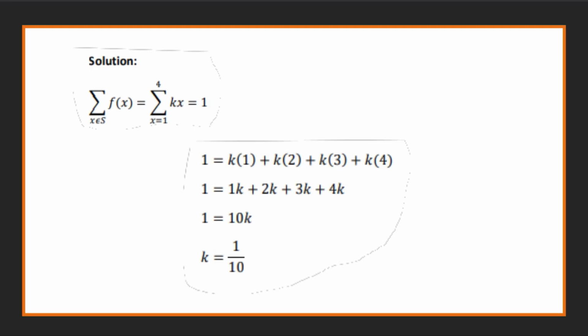To find the value of k, our solution is we are going to use property B, that is the summation of f(x) as x is an element of S equal to the summation of kx as x is equal to 1 up to 4 equal to 1. Substitute, since we are looking for k, that is now 1 equal to k times 1 plus k times 2 plus k times 3 plus k times 4, up to 4 only. Simplifying it, we have now 1 is equal to 1k plus 2k plus 3k plus 4k, which is now equal to 1 is equal to 10k.